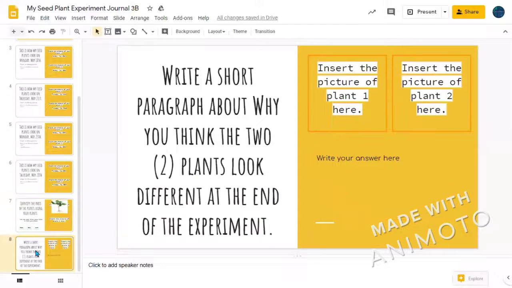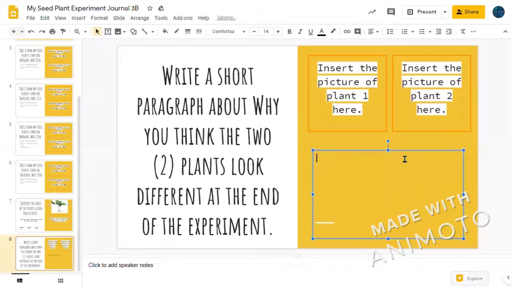Okay. Perfect. And this is the last part. In here, you're going to write a short paragraph about why you think the two plants look different at the end of the experiment. Again, you insert the picture number 1 here and the picture number 2 here. Which is number 1? Remember, near the window, and number 2 is inside the shoebox. And then the paragraph goes here. So you erase this and then you start writing. I think that, and you show me. Okay, very good.